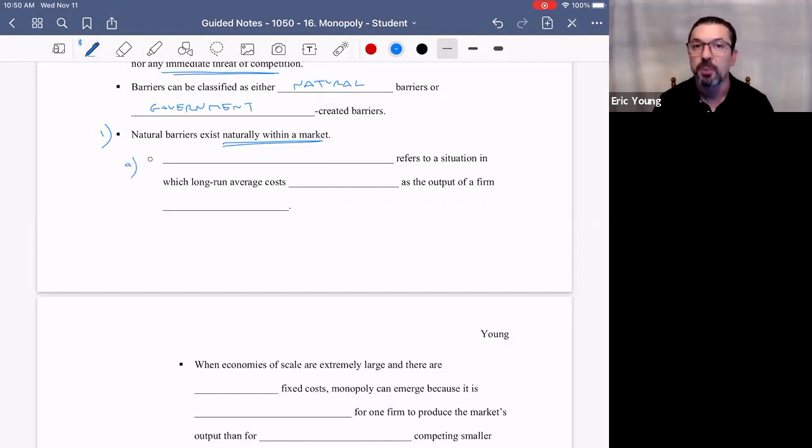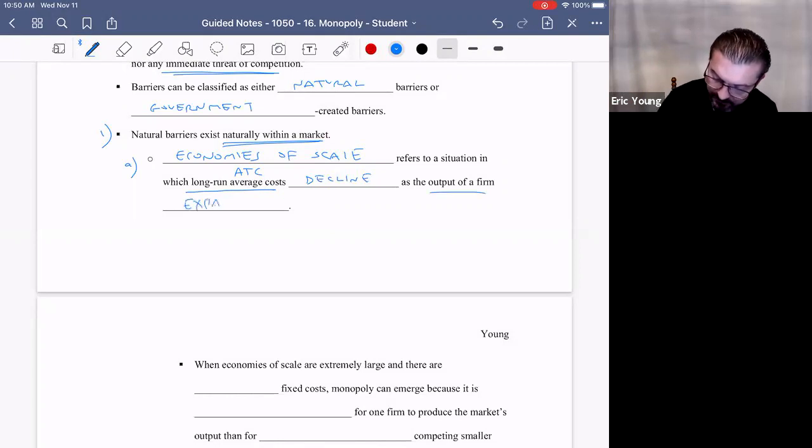One of the first and the most important one is known as economies of scale. Now, you may recall this from our discussion of long-run average total cost curves. Economies of scale, that term refers to any situation in which long-run average costs, in other words, long-run ATC, decline as the output of the firm expands. In other words, when you have economies of scale, as the firm produces more output, their ATC falls. And this has some pretty important implications.